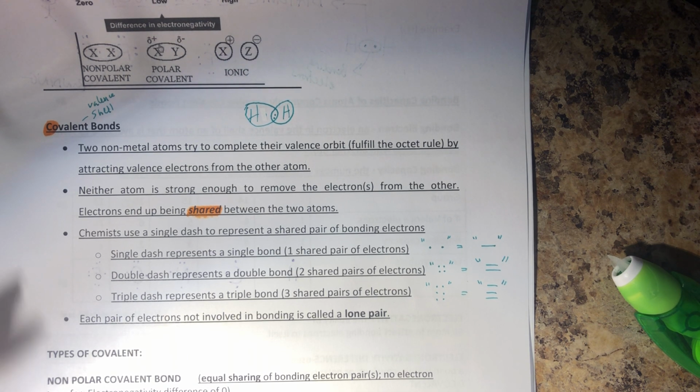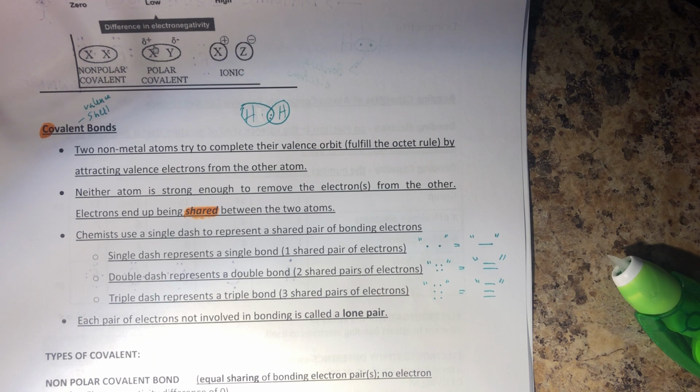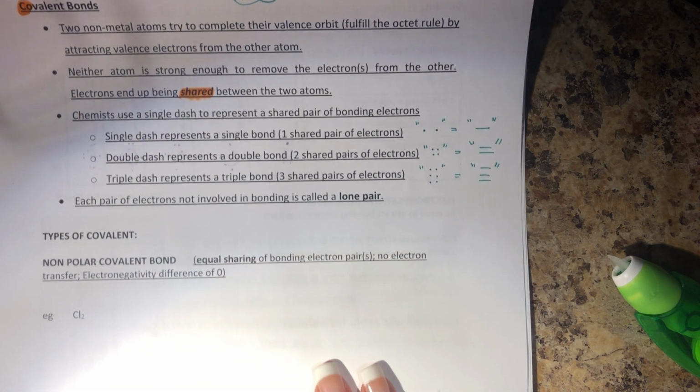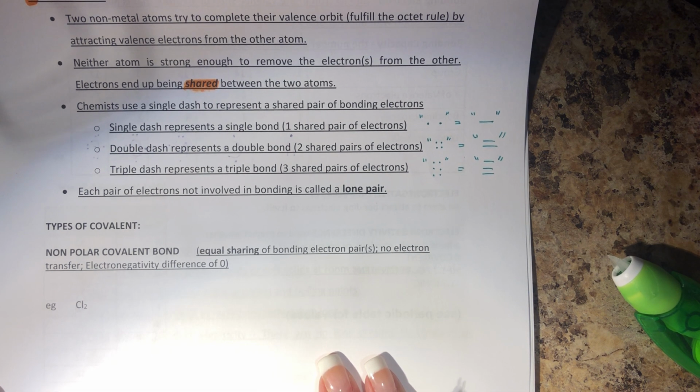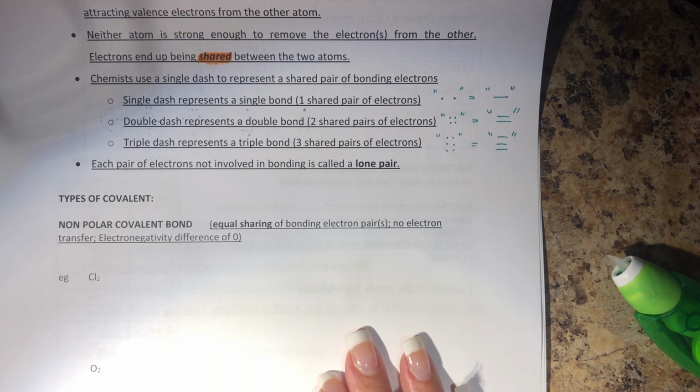Okay, so we have a nonpolar bond. That's the first type we're going to look at. In a nonpolar bond, we have an equal sharing of bonding electron pairs. There's no electron transfer, and the electronegativity difference is 0. So we have a couple of examples. I will draw chlorine and oxygen.